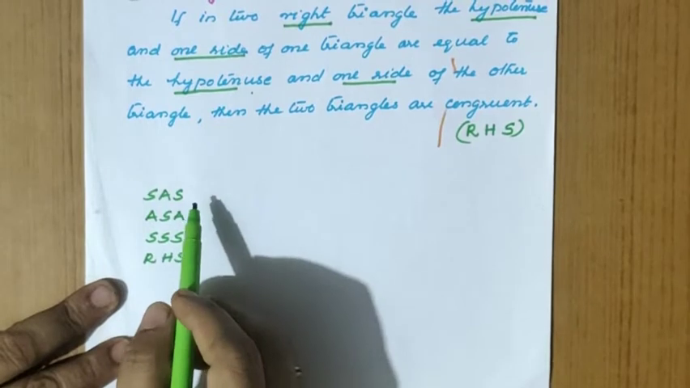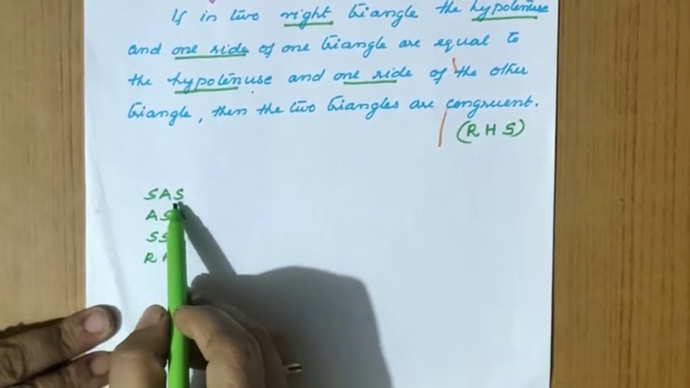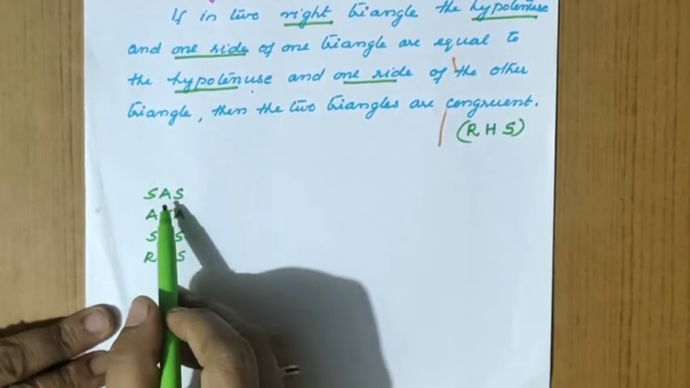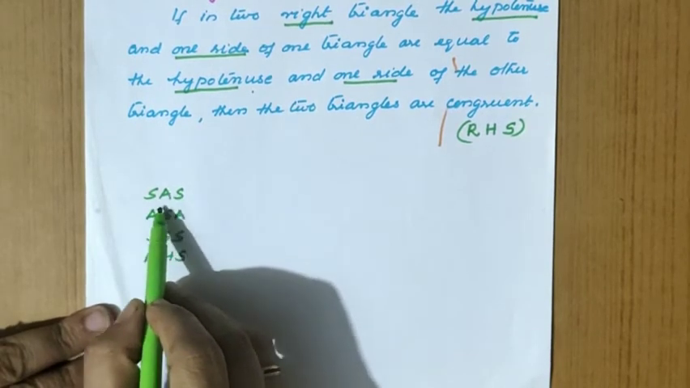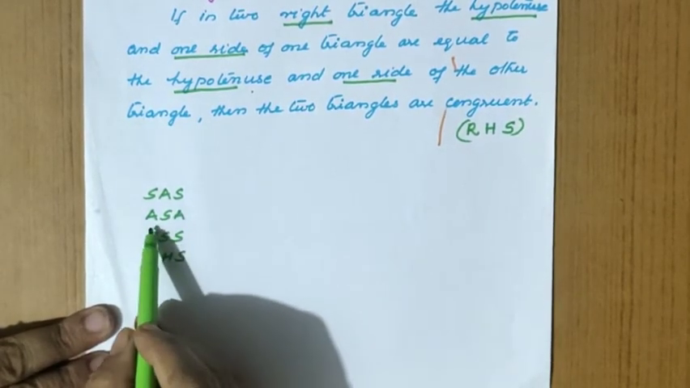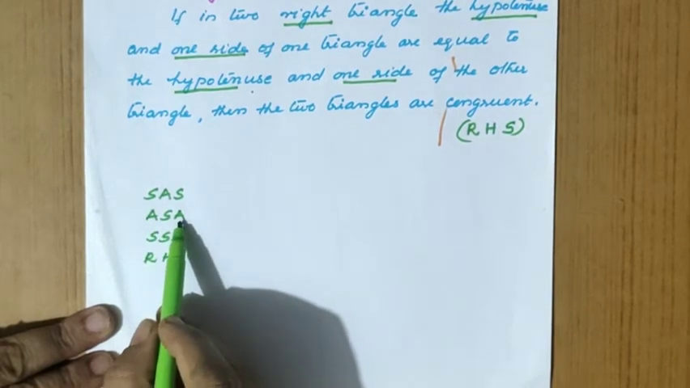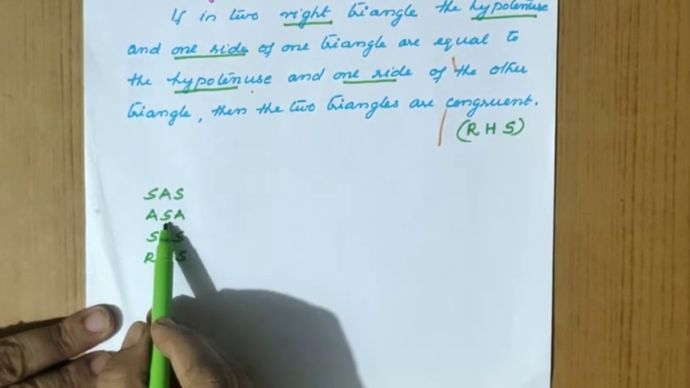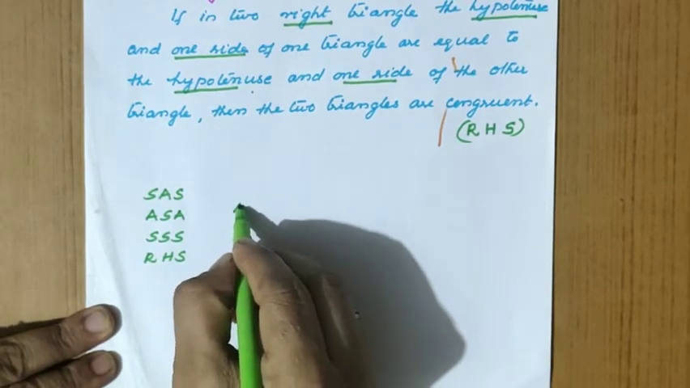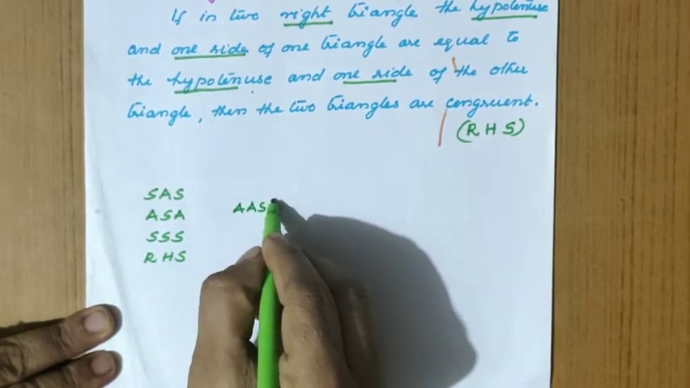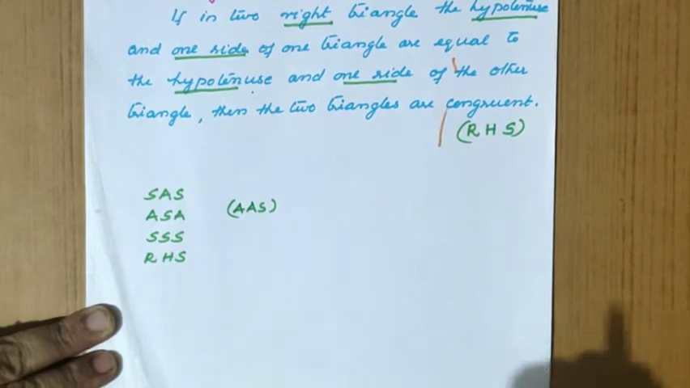How many criteria have we learned now? First one is the SAS axiom only, so no proof for you. SAS criterion means two sides and one included angle. What is the second one? ASA. ASA means two angles and one included side. Here this can also be used as AAS by the angle sum property. The criterion can be used like this also.